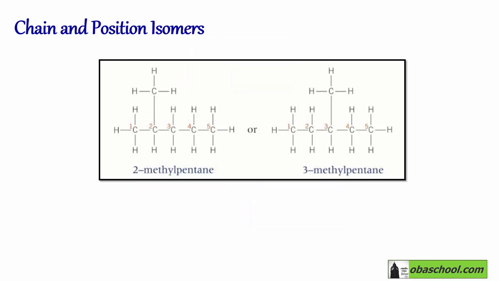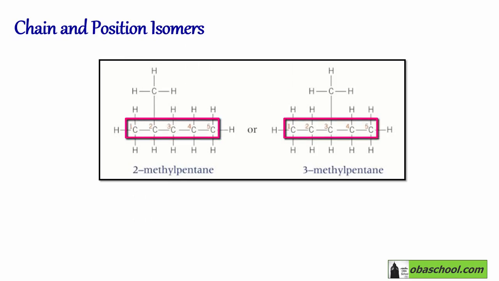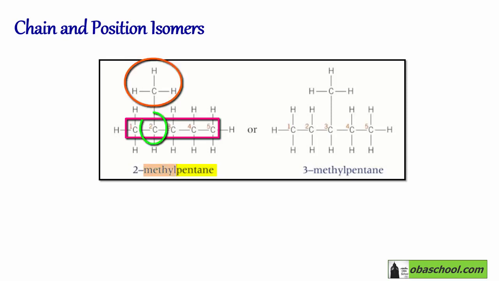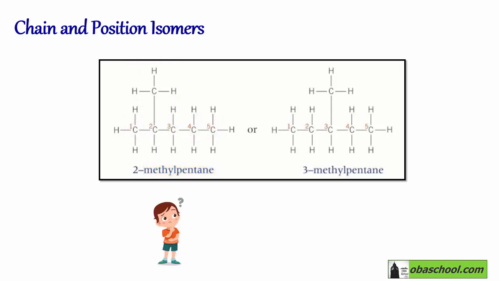Let's name these two molecules. So, as we said, the main chain has 5 carbon atoms and all the bonds are single bonds, so this is pentane. In the first case, we have a methyl group which is attached to the second carbon, so the carbon which holds the number 2. You may ask yourself, why didn't we count in the opposite direction? So we have 1, 2, 3, 4, and 5. And in this way, the methyl group will be attached to carbon number 4.